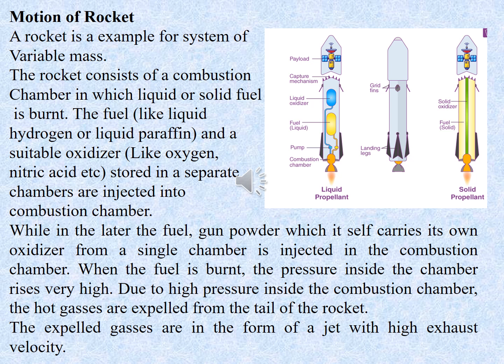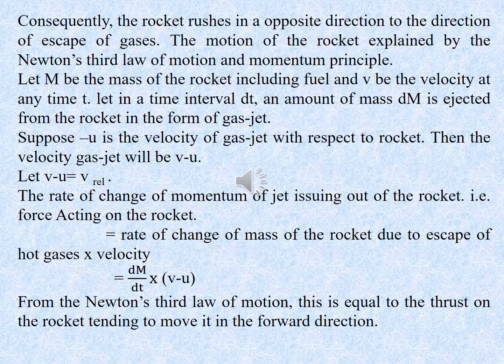When the fuel is burnt, the pressure inside the chamber rises very high. Due to high pressure inside the combustion chamber, the hot gases are expelled from the tail of the rocket. The expelled gases are in the form of a jet with high exhaust velocity. Consequently, the rocket rushes in the opposite direction to the direction of escape of gases. The motion of the rocket is explained by Newton's third law of motion and the law of conservation of momentum.